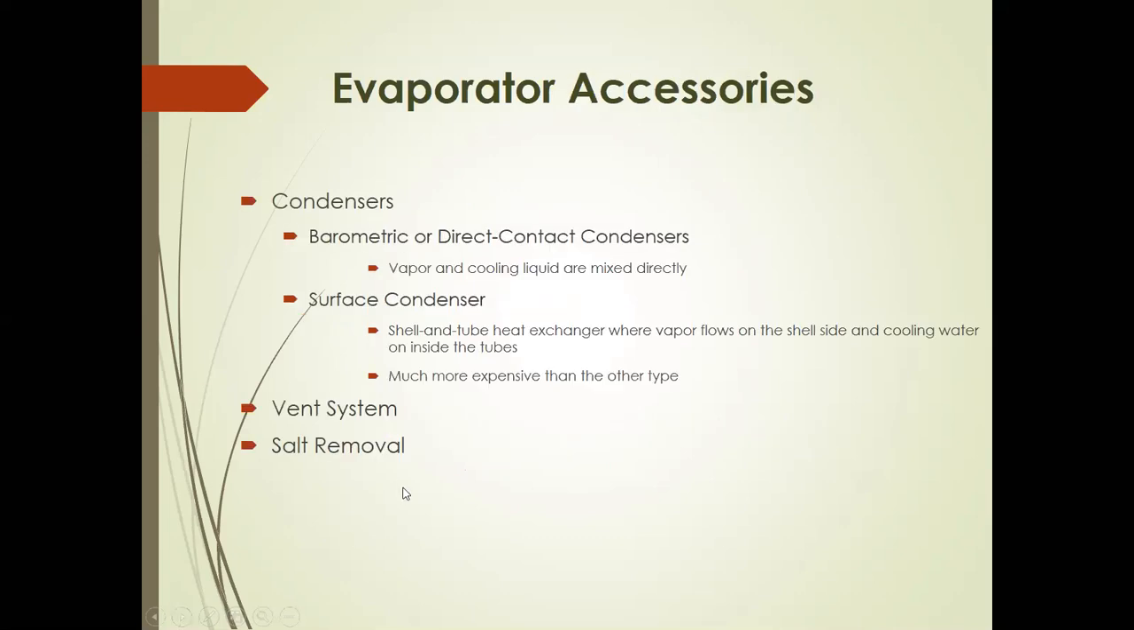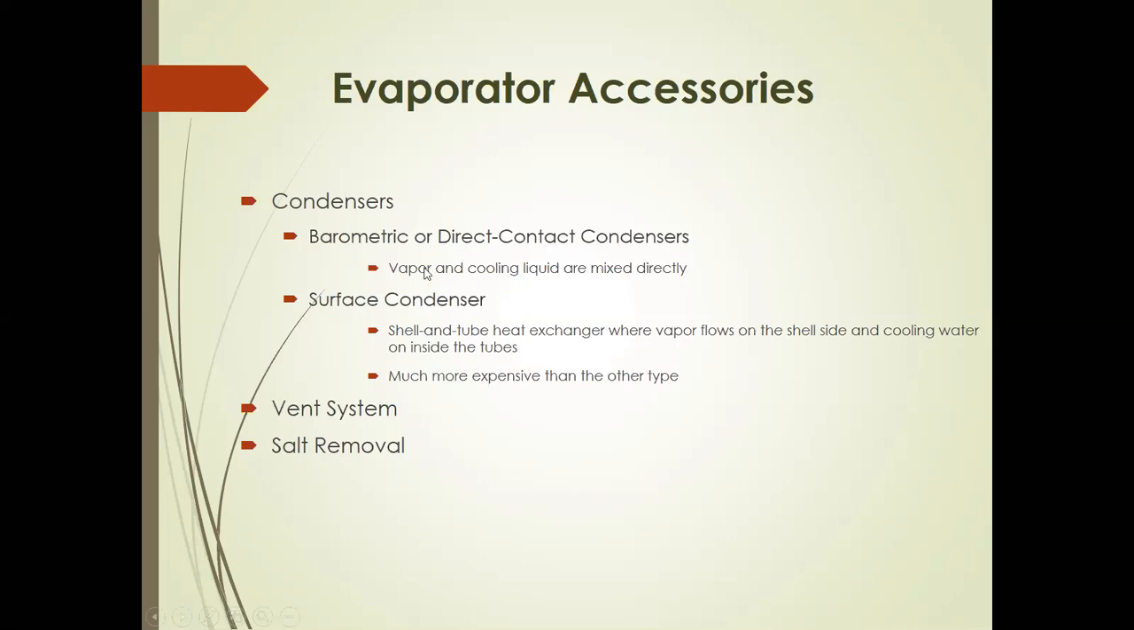Now, our evaporator has accessories. The primary accessory is the condenser, the one responsible for converting the vapor into liquid, the vapor coming from the concentrated feed. Now, the condenser used in our evaporator can either be barometric condensers, also referred to as direct contact condensers, or surface condensers.